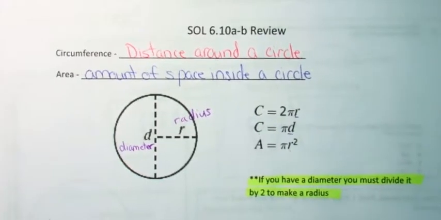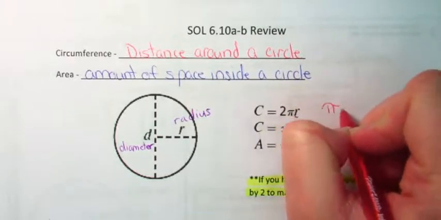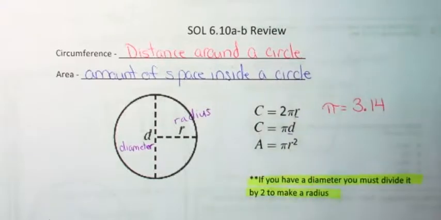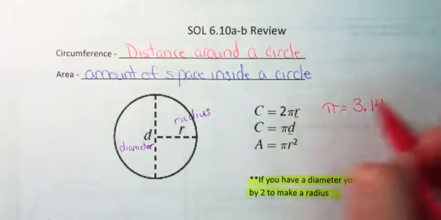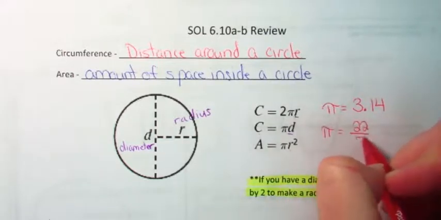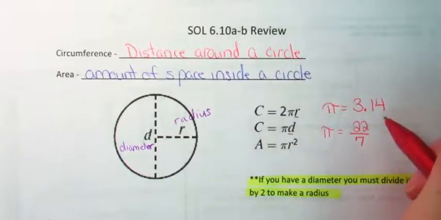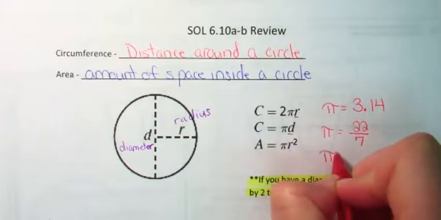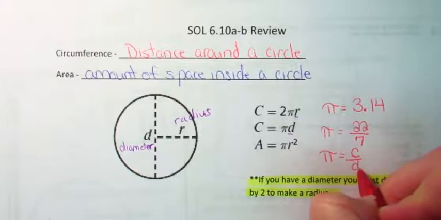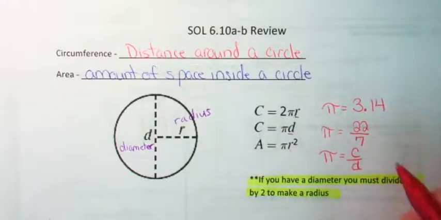Some other things I want to remind you: pi can mean multiple things. It can be 3.14. That's one thing we need to know. Pi can also be 22 divided by 7. Those are both listed on your actual formula sheet. But the third one is not. Pi can also be circumference divided by diameter. For any circle, if you take its circumference and divide it by diameter, you should get 3.14. So we need to know these three representations of pi.